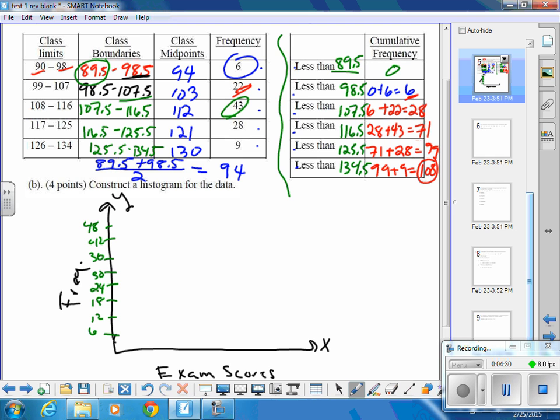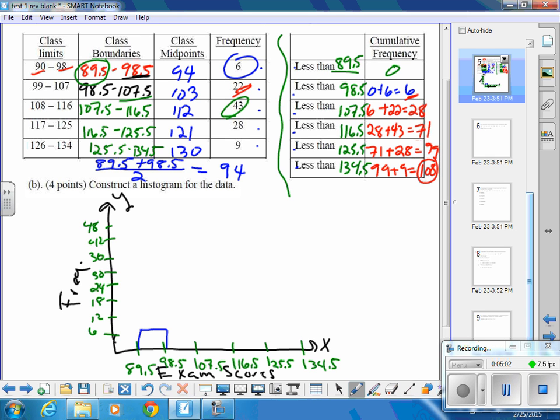Now, down here for your X, you're going to write your class boundaries. So it would be 89.5, and then this would be like 98.5, and then this would be 107.5, 116.5, 125.5, and last but not least 134.5. And then from here I just do my bar graph up to the frequencies. So the first one is 6.